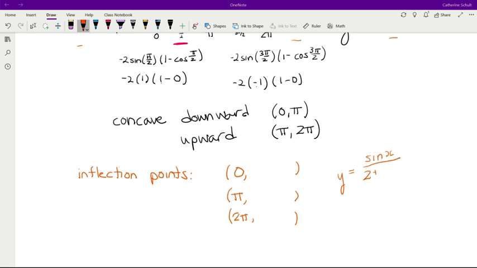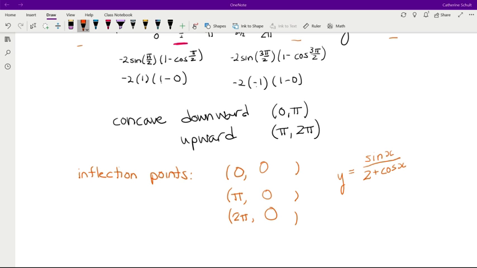Again, this is sometimes why these problems are a little tricky. We're going back and forth between 3 different functions, right? And now when we're doing the inflection points on the original function, that's why we're going all the way back. All of these values, 0, pi, 2 pi, make the numerator 0. So y is going to be 0 for all of those points.